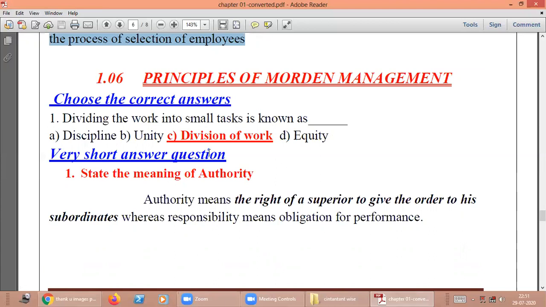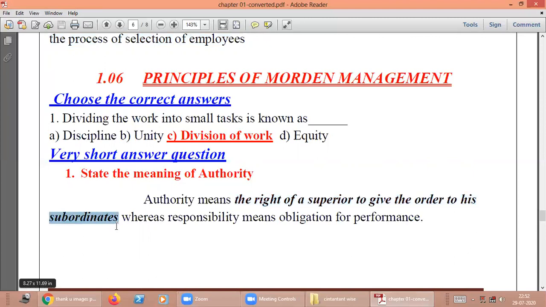Explain the principles of modern management. We have one more question here. Dividing the work into small tasks is known as division of work. Very short answer: state the meaning of authority. Authority means the right of the supervisor to give an order to the subordinate.